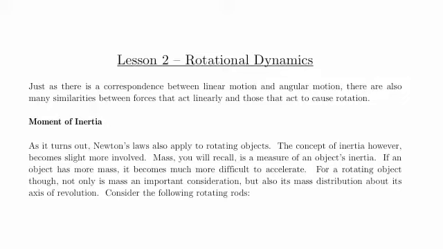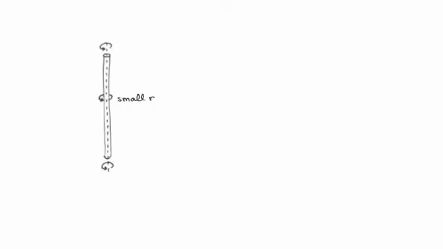For an object that's rotating or spinning, mass is an important consideration, but also its distribution about its axis of revolution becomes very, very important. So let's take a look at the following diagrams. Here's a rod, and it's spinning about its axis. Its mass is distributed pretty evenly along its axis of rotation, and so each little bit of mass in the rod has a very small radius of rotation.